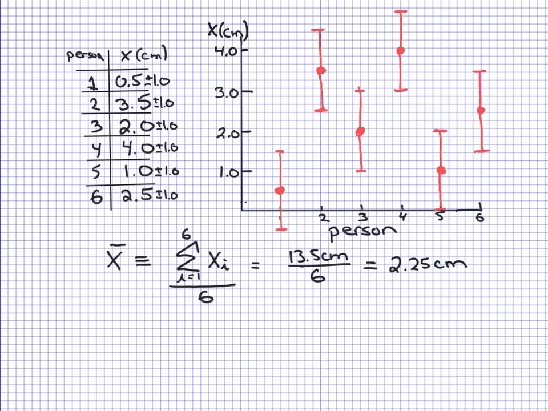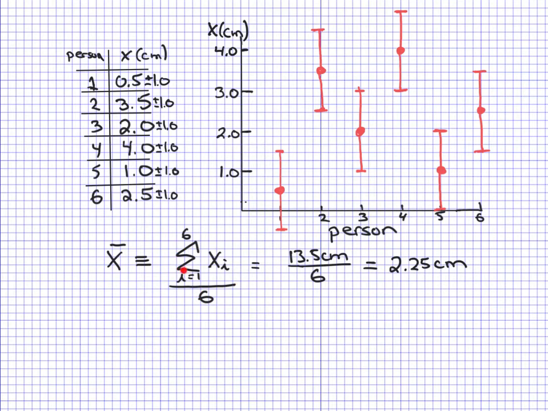Now, in trying to quantify this effect, it's natural to calculate the quantity which we'll call x bar, which is simply the average value of this quantity x. So to calculate an average x bar, we just add up all the individual values of x and divide by the total number of values in the sum.